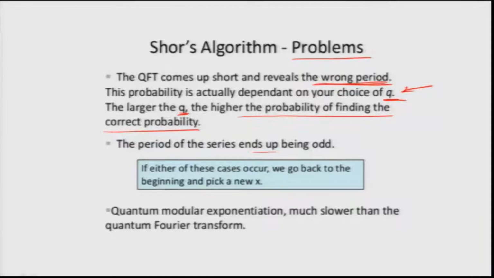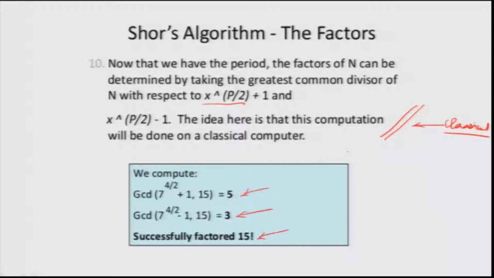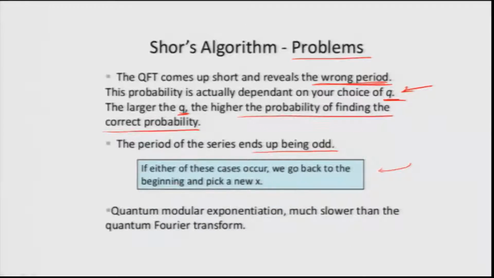The period of the series ends up being odd. Now, this is one of the cases where you have to just go back and pick a new number to start with, a new coprime, because if the period of the series ends up being odd, then whatever we want to do further does not work properly. As you can see, the final step means that we have to compute GCD of the period function divided by 2, and once you have odd numbers, this does not come out to be a proper way of looking at the fractions, and so you can run into trouble. So, it is not a good idea to go forward if you have odd numbers.